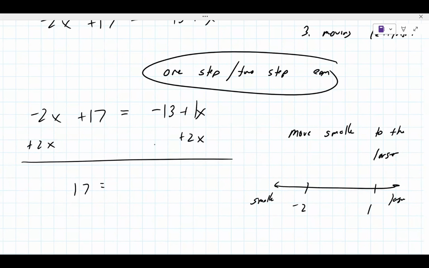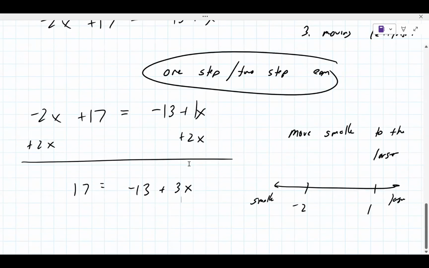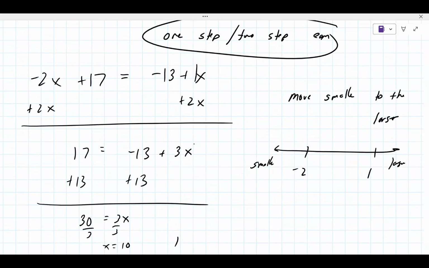I see that. 17 equals -13 plus 3x. And now it's down to a 2-step equation. So when you do this stuff, combining like terms, the distributive property, moving left, moving right, you always get it down to a 1-step or 2-step equation. Add 13 to both sides. 30 equals 3x, divide by 3, so x equals 10.